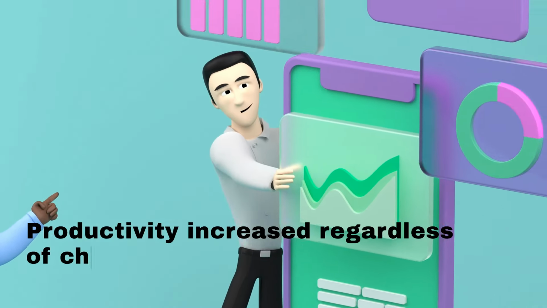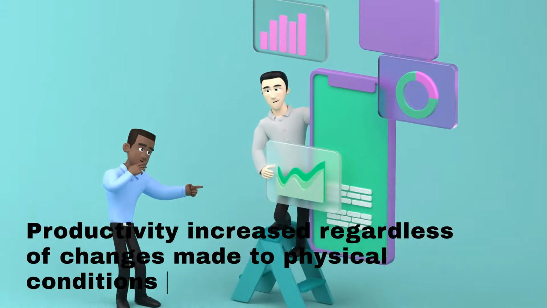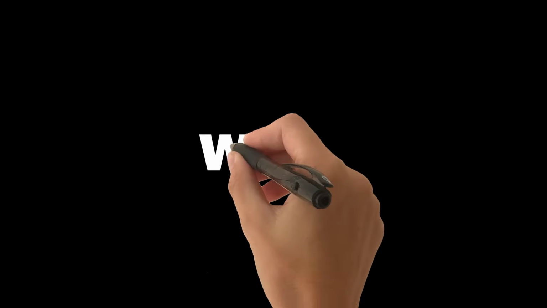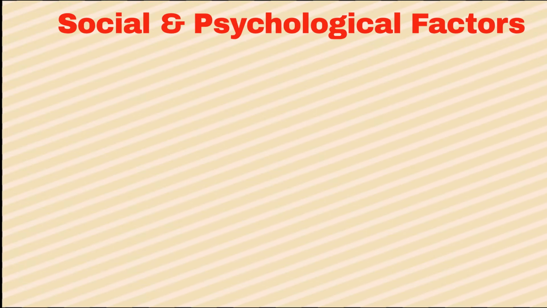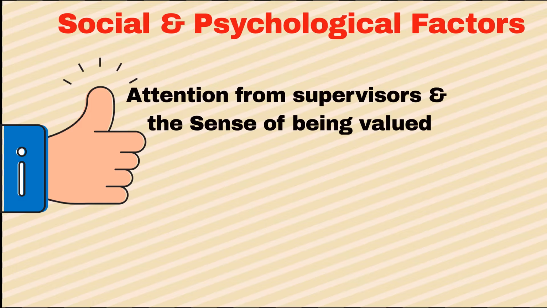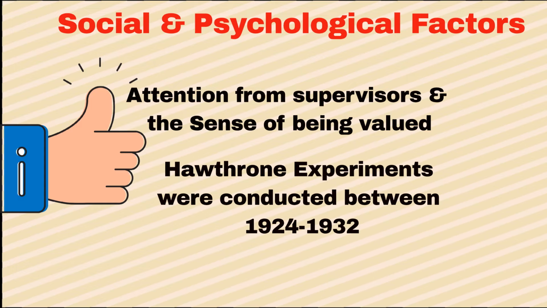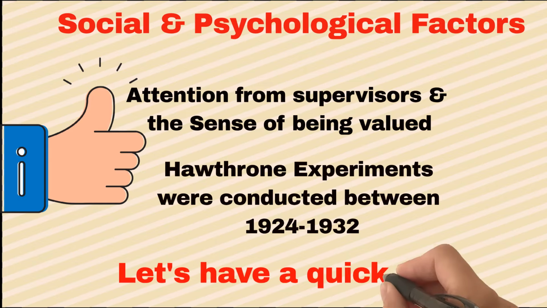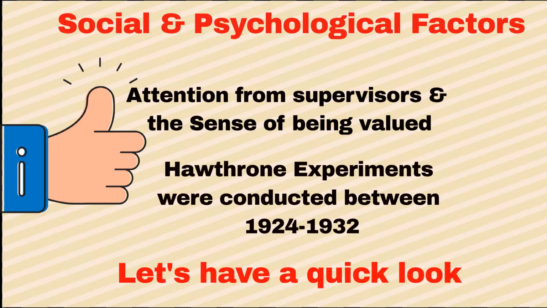But here is the twist. Productivity increased regardless of the changes made to the physical conditions. Why? Because researchers realized that social and psychological factors like attention from supervisors and the sense of being valued were far more important than physical changes. Between 1924 and 1932, they conducted a series of groundbreaking experiments. Let's have a quick look over the series of experiments conducted by Hawthorne and his team.